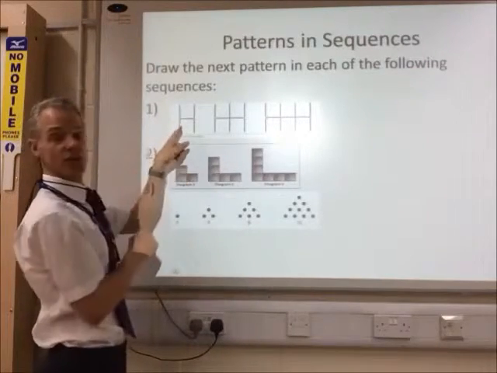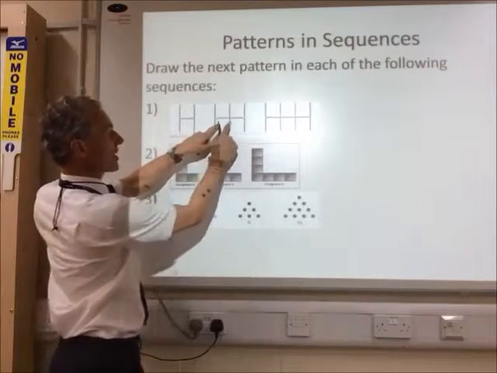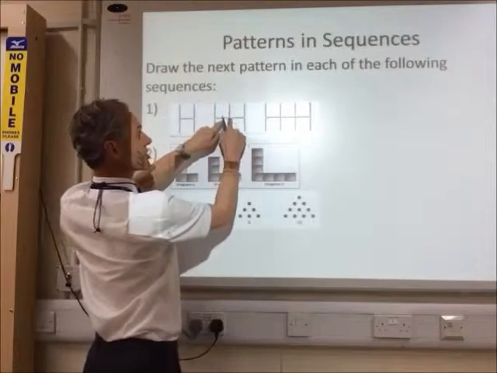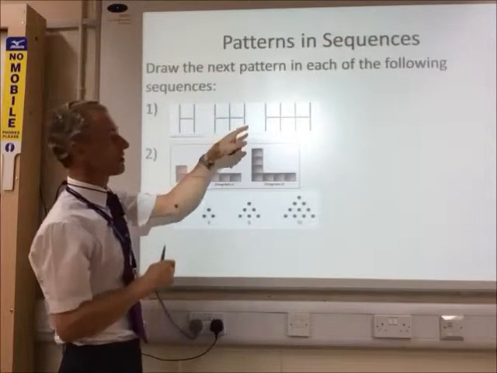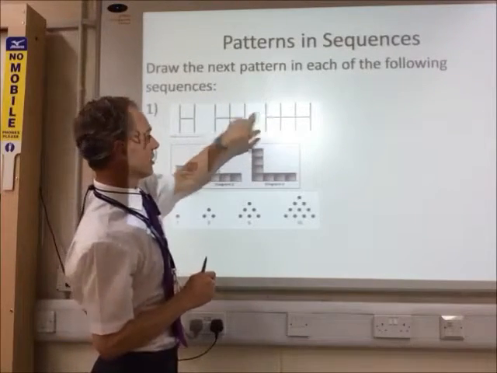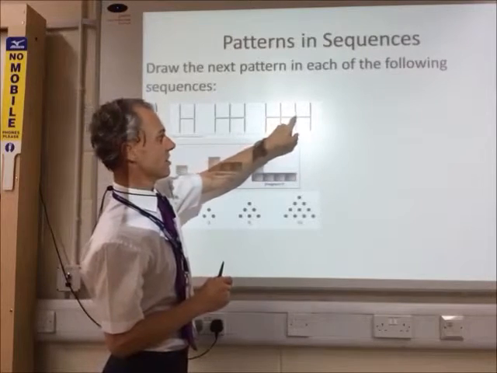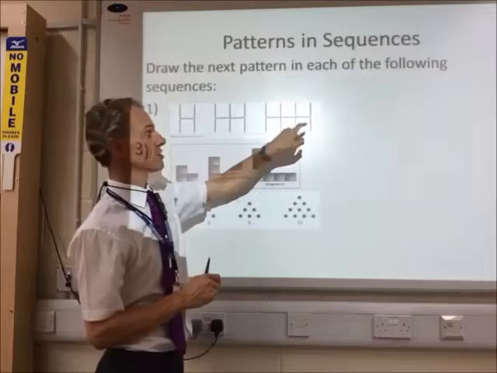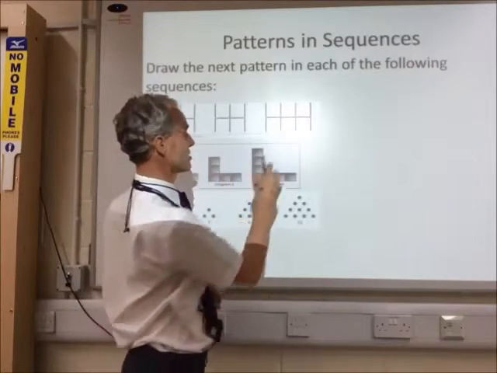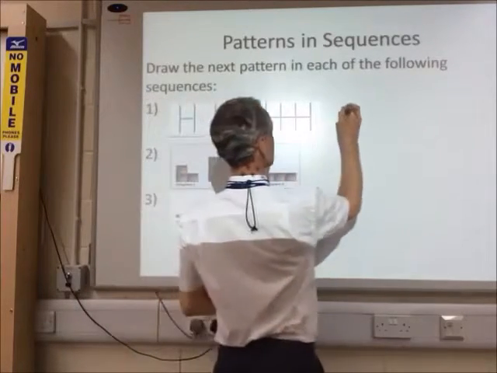So the first one here, I've got an H. The next one there, you should be able to see I've got the original H, and there's 1 extra horizontal line added and 2 vertical lines. Then when I go to the third one, I've got the second pattern and then another horizontal one added and 2 vertical lines added. So I'm going to do the same thing for the next pattern. I'm going to repeat that one first, like this.